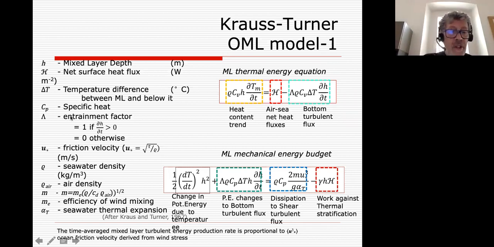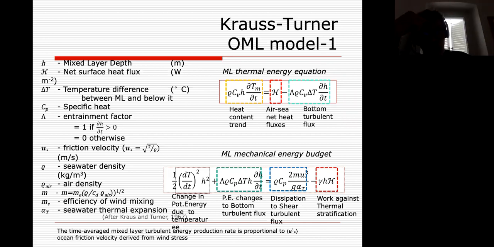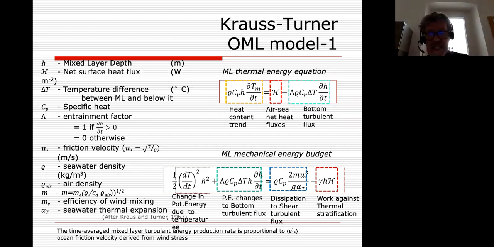Conversely, if you have a reduction of the mixed layer depth, so H goes lower, you have a so-called detrainment phase. So part of the mixed layer is no longer mixed and gets instead included outside the mixing area. And so no bottom turbulent flux is active anymore, and this term is not calculated, and lambda is 0.